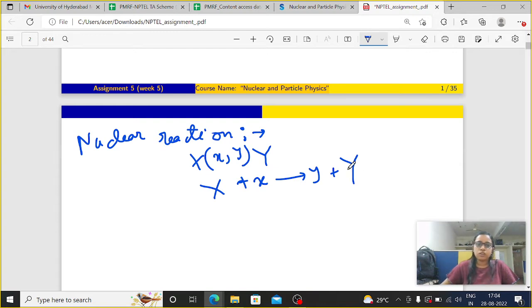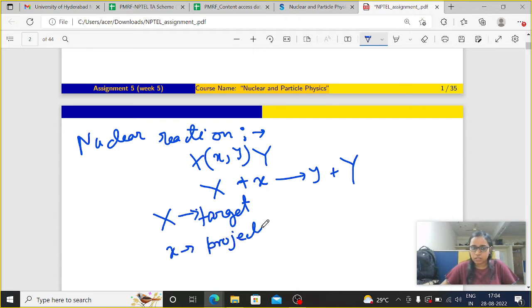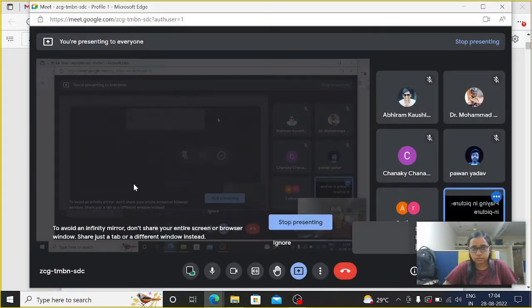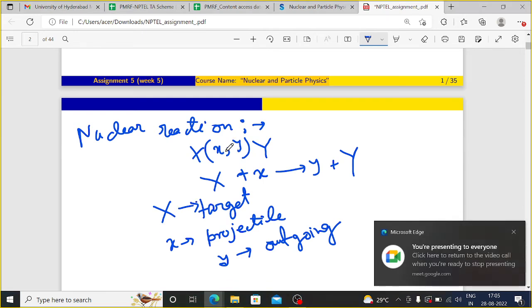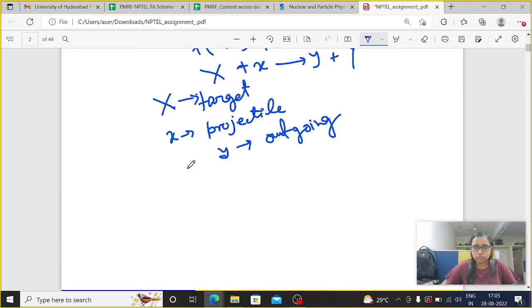Capital Y. So here capital X represents the target nucleus, and small x is a projectile, small y is an outgoing particle. Okay, someone has come. And capital Y is the residual nucleus. So what are these actually?